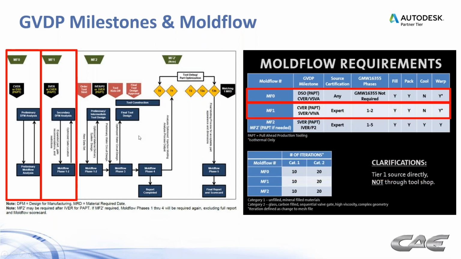Then we move on to the MF1 stage. Now we're in the SVER stage. And now we're adhering to the 16355 standards. We're doing fill, pack, and warp analysis. Things are a little bit more developed here. You're developing runners and gates and filling patterns are the things you're establishing here. It's Moldflow phases 1 and 2, which we'll talk about in a minute.